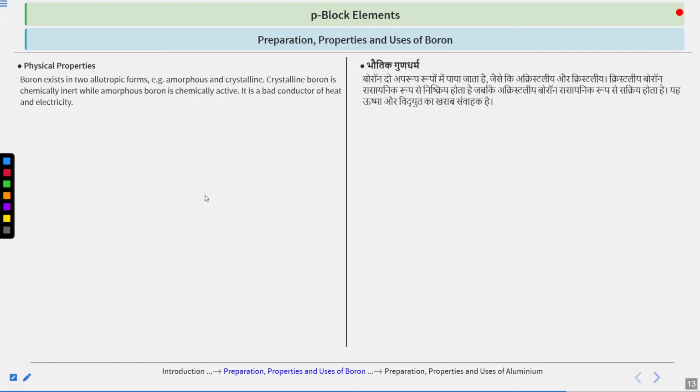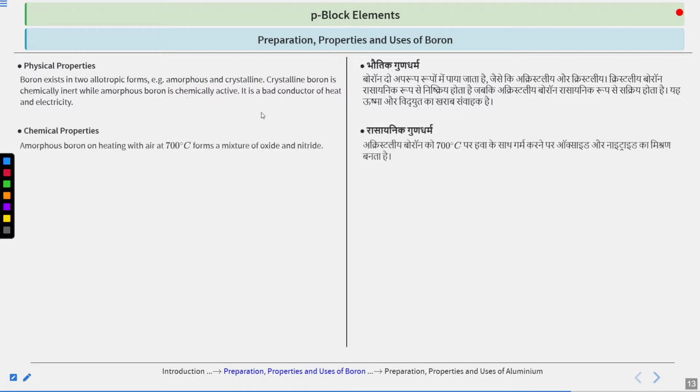If you talk about the physical properties, boron exists as allotropes. We know that there are many allotropes of carbon. Similarly, there are many allotropes of boron also. Examples are amorphous and crystalline. Crystalline boron is chemically inert, while amorphous boron is chemically active. It is a bad conductor of heat, and it is obvious why, because of the less disordered structure.